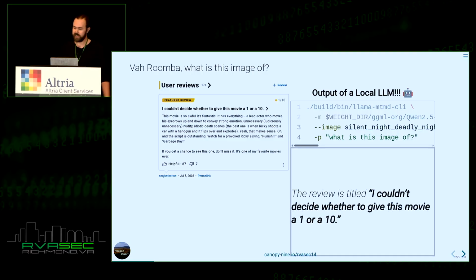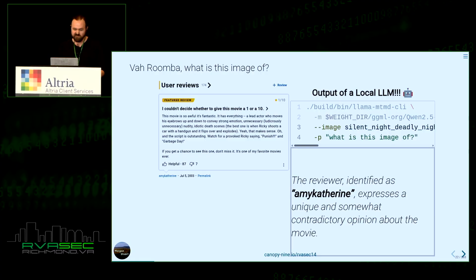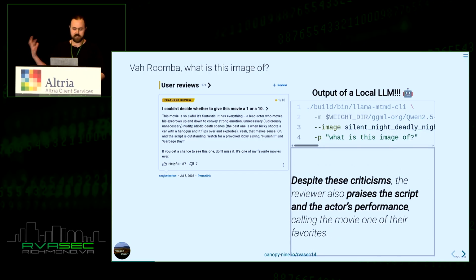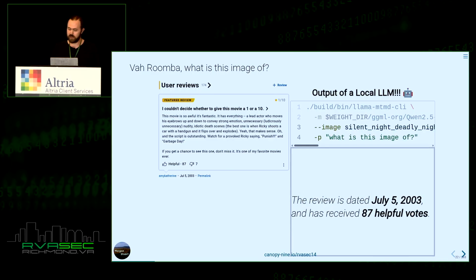But it goes on. It even gets the title. "I couldn't decide whether to give this movie a 1 or a 10." And it even identifies the movie reviewer as Amy Catherine. That's the user. If you look closely, it figures out that it's both terrible and fantastic. It's quoting the review now. It starts to pick up on the contradictions that are going on here. It even gives us the date of the review and the 87 helpful upvotes. All of this is correct. And all I did was ask, what is this image of?